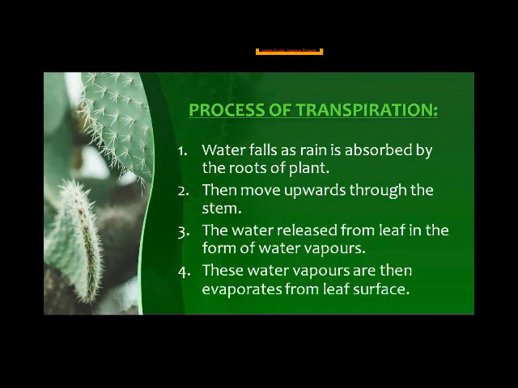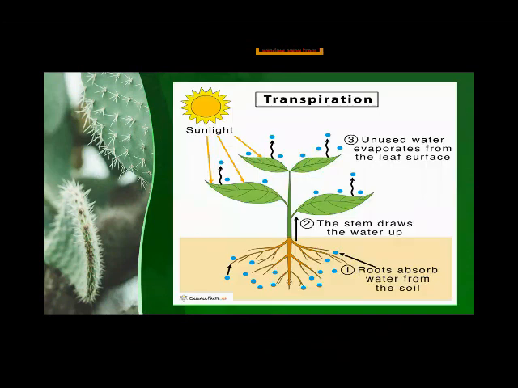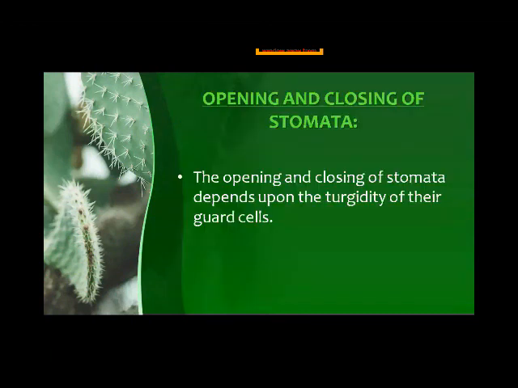Today we learned about the process of transpiration. Again, I'm reading: water falls as rain and is absorbed by the roots of plants. Then it moves upward through the stem through the process of ascent of sap. The water is released from the leaf in the form of water vapors. These water vapors then evaporate from the leaf surface. Beta, again I am showing in detail your slides. You can take a screenshot as well. Now this is the whole diagram of your transpiration, and this diagram is also present in your book.